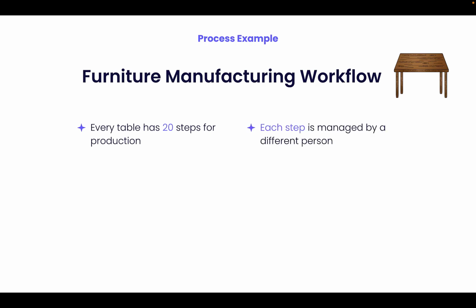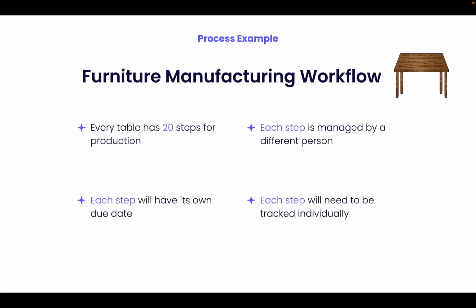So let's say we are managing a manufacturing process to track all of the steps needed for manufacturing and building tables. In this particular example, each new item or table has 20 different steps involved, and each step is run by a different person, each with their own due date. We would also need to be able to track the status for each of these steps since they are dependent on one another.